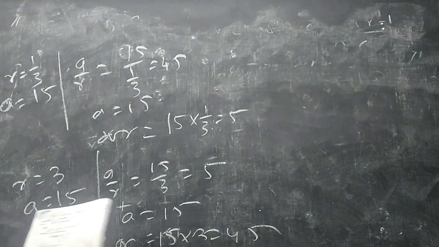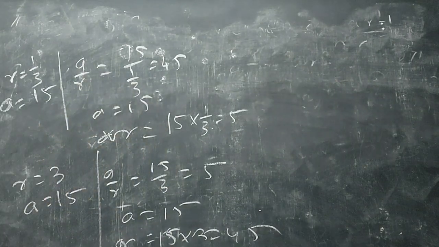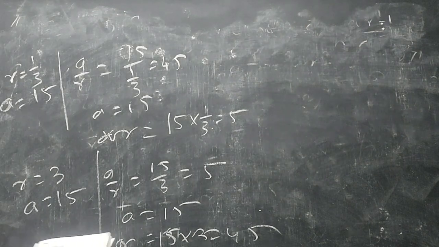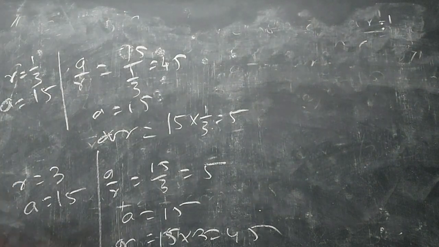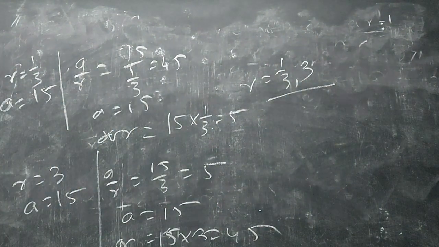So numbers are 45, 15, 5, and if I take A equal to minus 15, so I will get R equal to an irrational number. So this is impossible. So R equal to 1 by 3 and 3. It will be the answer.